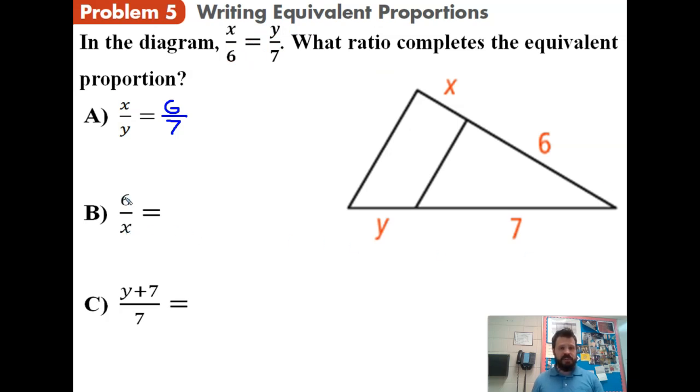Second example, we have 6/x, which is the first ratio flipped upside down. We said that we can flip proportions and it'll still be true. So I can say this is just equal to 7/y, flipping the second ratio. All right, last one, we have (y + 7)/7. Basically we added the denominator to the numerator of my second fraction. So I can just say that this is equal to (x + 6)/6. And that's essentially taking this proportion and just adding 1 to both sides of it.